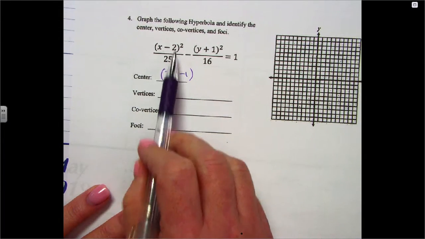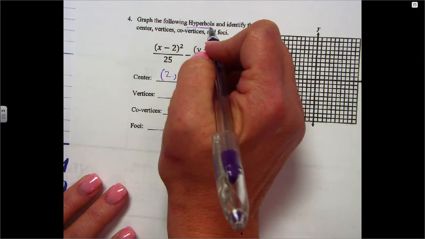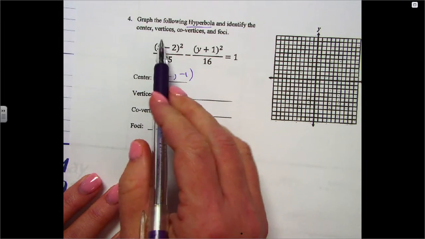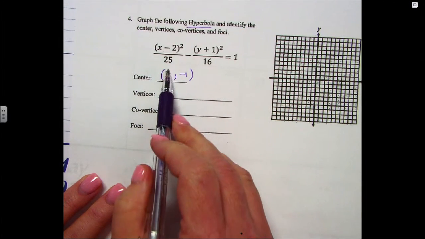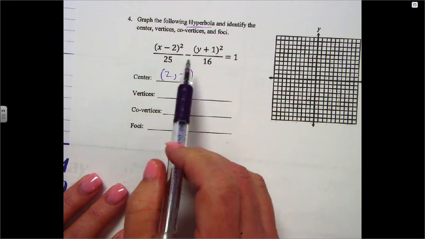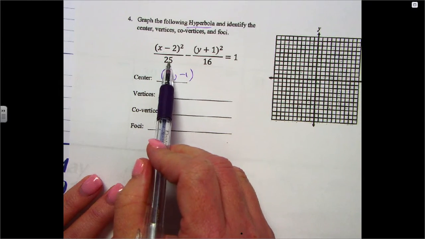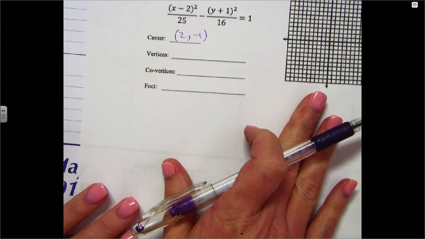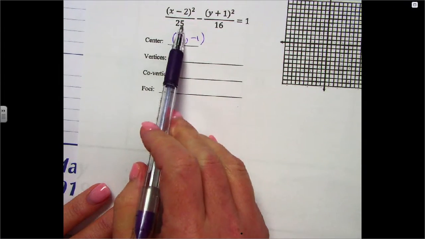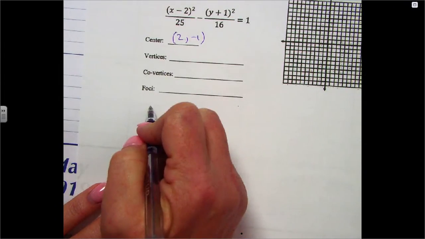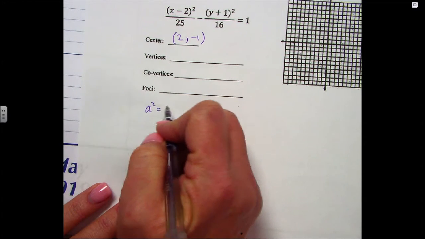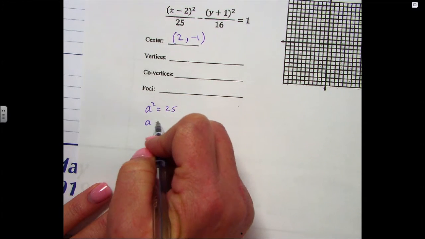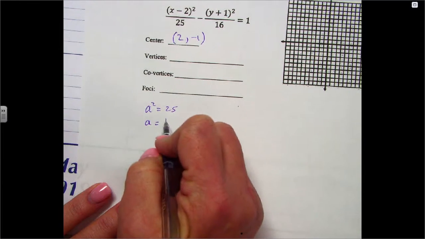So now for a hyperbola. For a hyperbola, your A value has to be your first term. So my A value here is 25. Or I should say A squared is 25. Because remember, this is over A squared and B squared. So A squared equals 25. So A equals plus or minus 5.